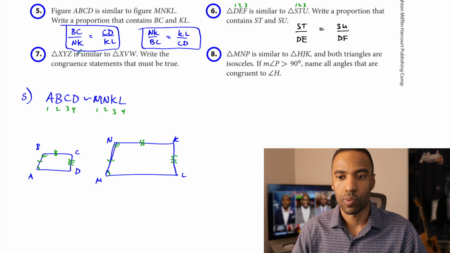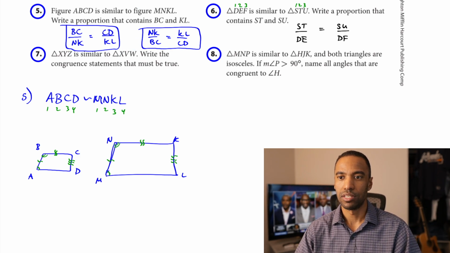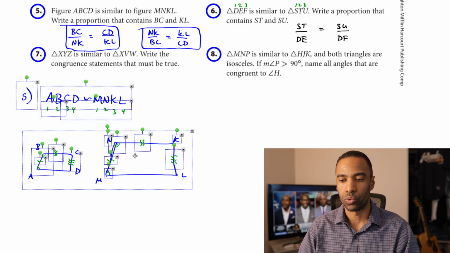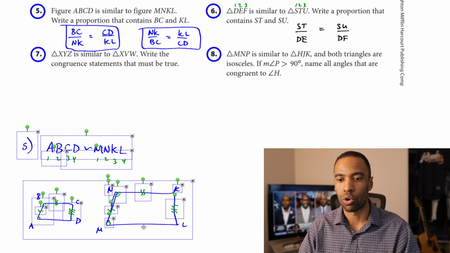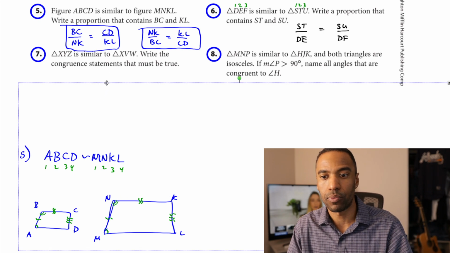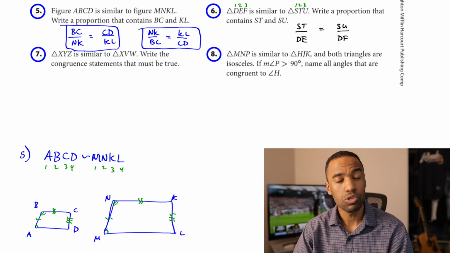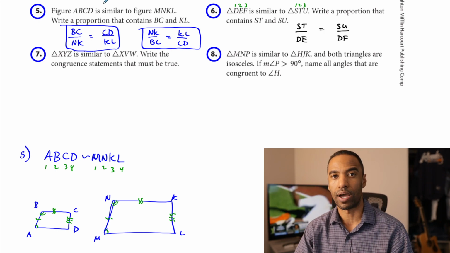All right, triangle XYZ is similar to triangle XVW. Write the congruence statements that must be true. So congruence statements here are only with regard to the angles, right? Corresponding angles will be congruent. By the way, I want to give you a drawing of what this could potentially look like as well, because they do share the letter X, which is quite interesting.